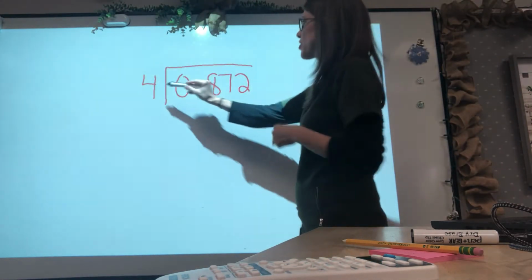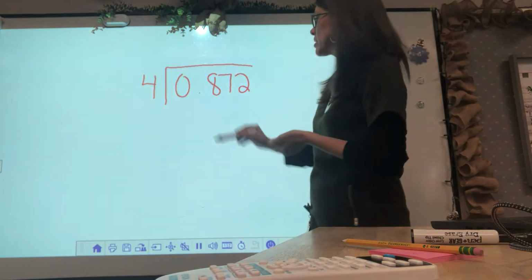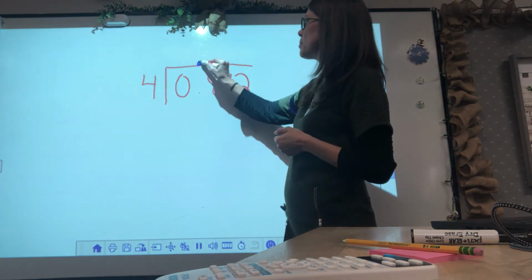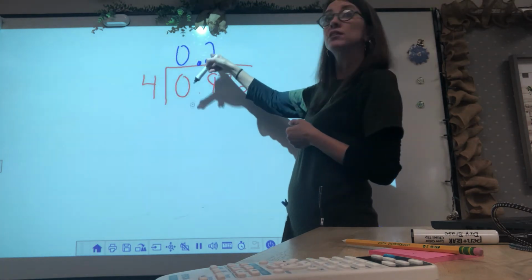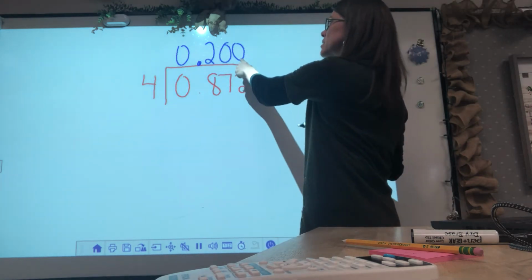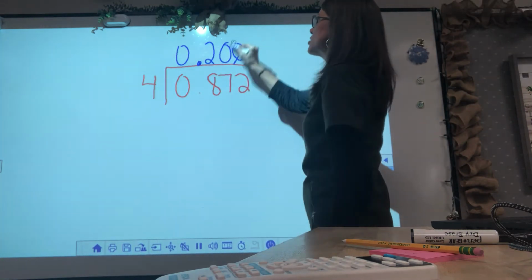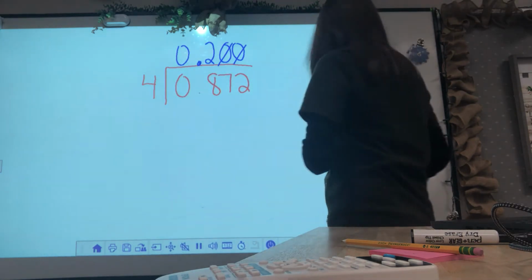So for this one, all eyes up here. I think you got it all right, but let's just go over it. We move the decimal point up. 4 goes into 0 0 times. 4 goes into 8 twice. There's our non-zero digit. The rest becomes zeros. When you write your answer, do you need this zero? No. Do you need this one? No. Do you need this one? Yes. Why? Because you always have to have a digit in the ones spot.